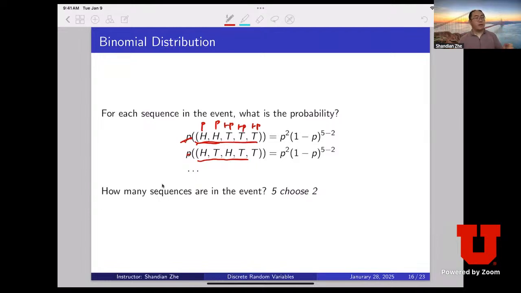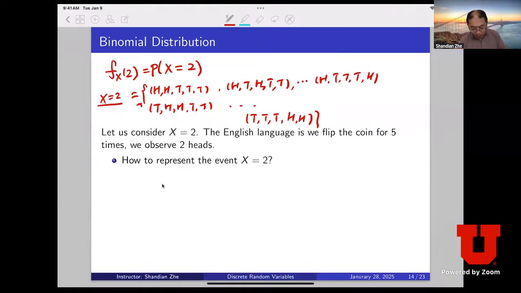But the probability of observing such a sequence is still p squared times (1 minus p) cubed, right? Because they are independent. As long as you see a head after some trial, you're going to have a factor of p, and for the remaining tails, you're going to have a factor of 1 minus p. So in total, the probability is p to the power of 2 times (1 minus p) to the power of 5 minus 2.